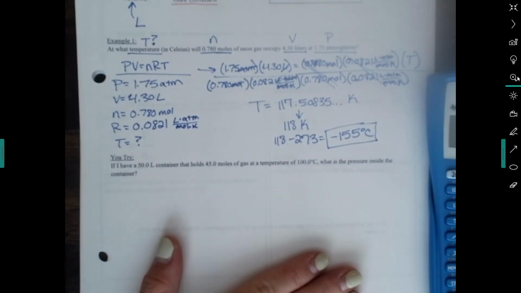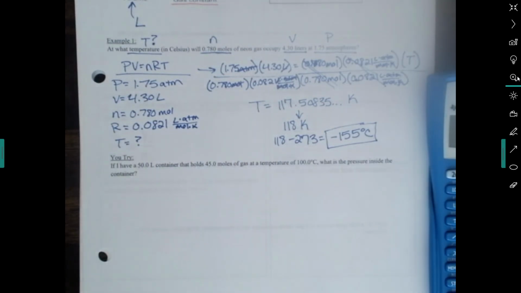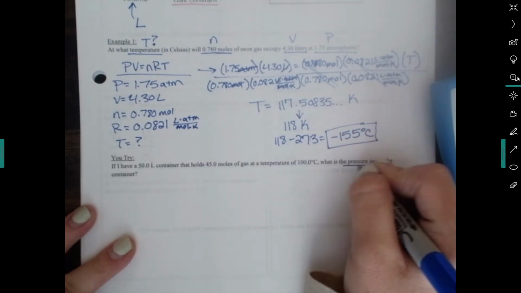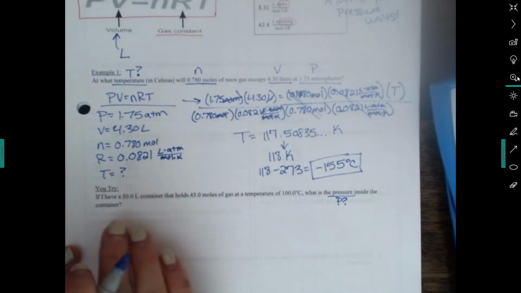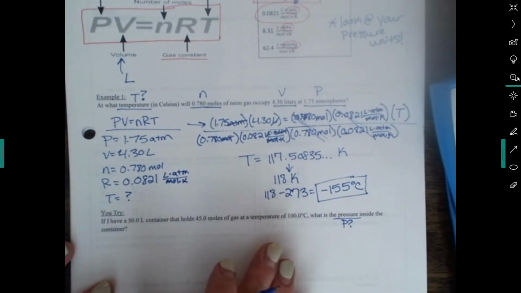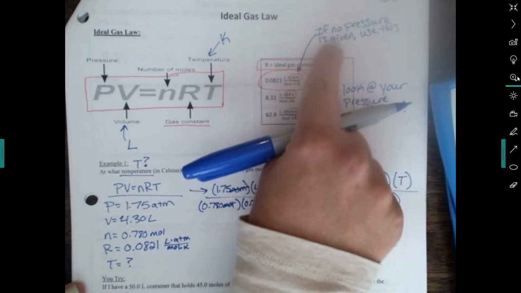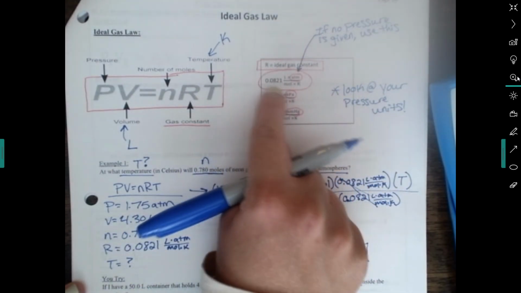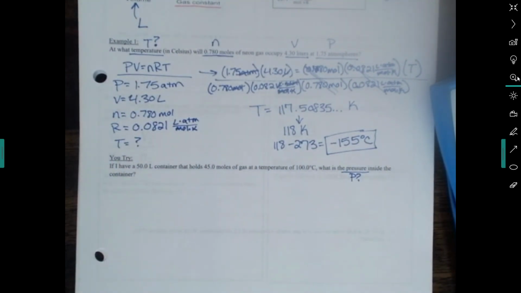So I'm going to give you a minute to go ahead and do the U-try. Keep in mind, in this one, you are asked to find pressure. If you're asked to find pressure, it doesn't tell you what units pressure is looking for, so use the top one. So if no pressure unit is given, just use this first one so your pressure comes out in atmospheres so that we can all be consistent. Okay, so I'll give you a moment to go ahead and pause the video. Go ahead and do the U-try.